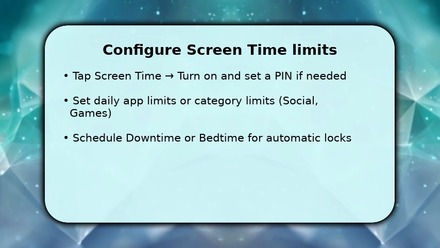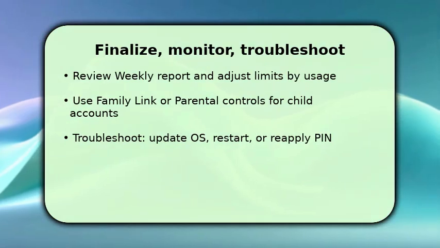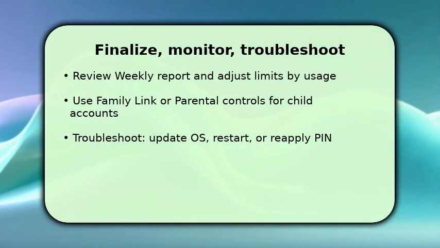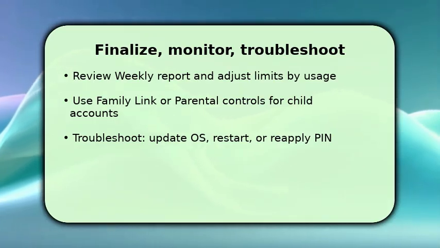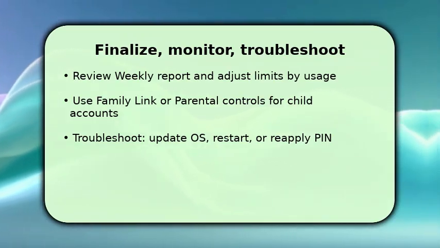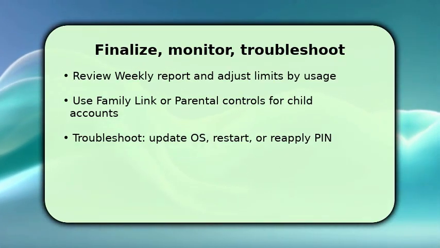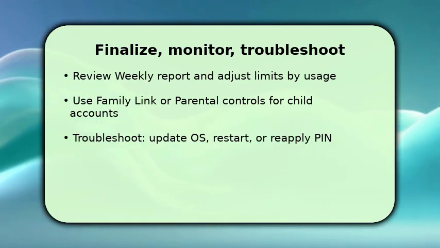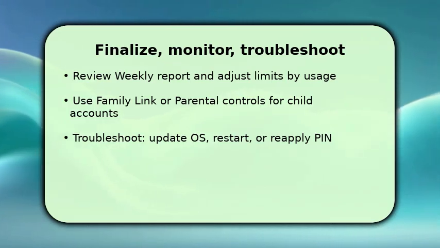Finish by reviewing the weekly usage report to confirm limits match real behavior. You can tweak times or allowed apps accordingly. If you're managing a child's phone, link their account to Family Link or enable parental controls here for remote supervision. Make sure to test the PIN and one restricted app to verify enforcement.